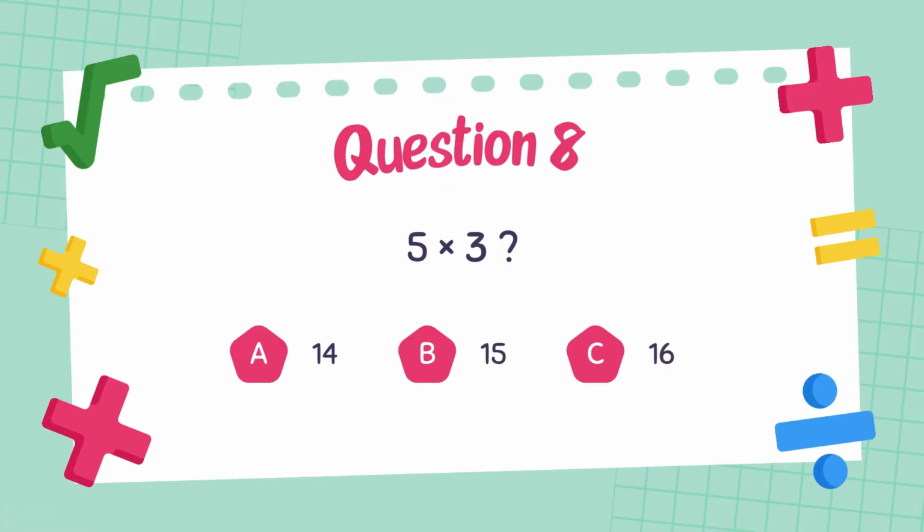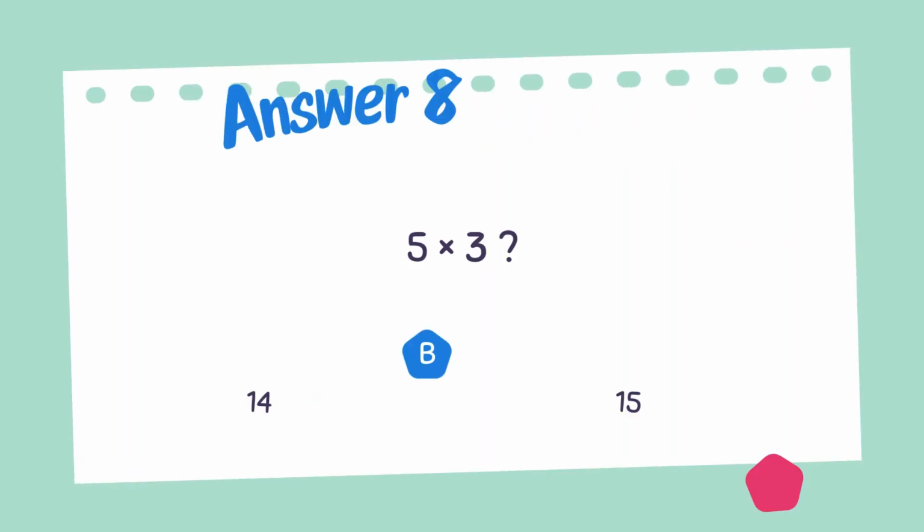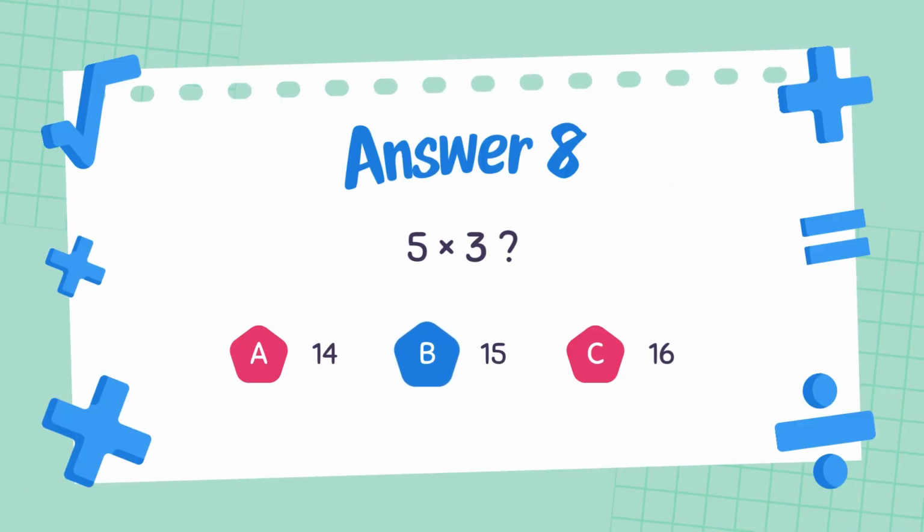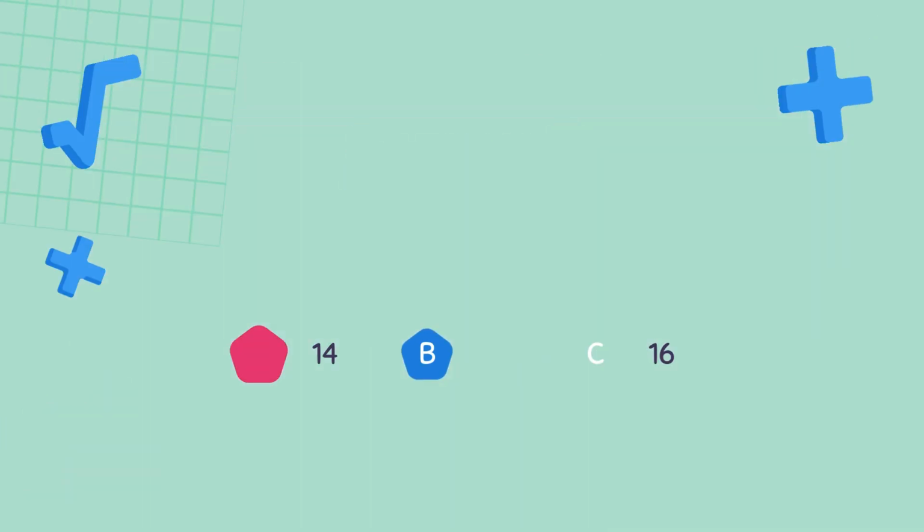Question 8. What is 5 times 3? Is it A, 14, B, 15, or C, 16? The answer is B, 15. You're on fire.